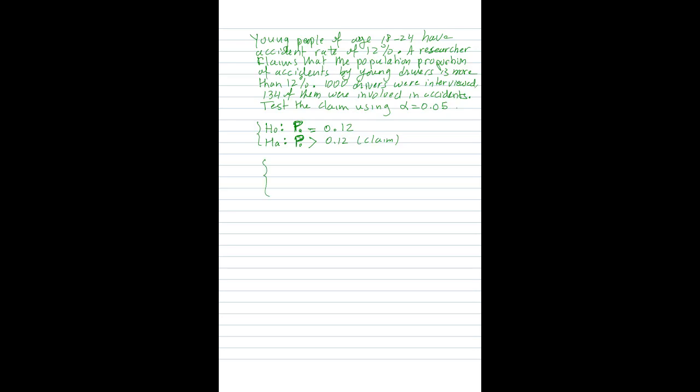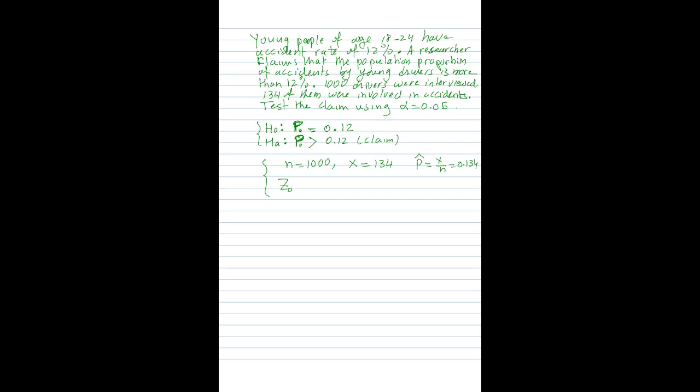Step number 2, guys, is to calculate the test statistic. I'm going to do it in steps, but then later I'm going to show you how to use a calculator to do the whole thing. Now, before we do that, let's see what we have here. We have N, which is 1,000, and the number who said that they were involved in an accident is called X, the number of successes, which is 134. From N and X, we can calculate what we call P hat. P hat is the proportion from the sample, which is X over N. If you divide, you get 0.134.